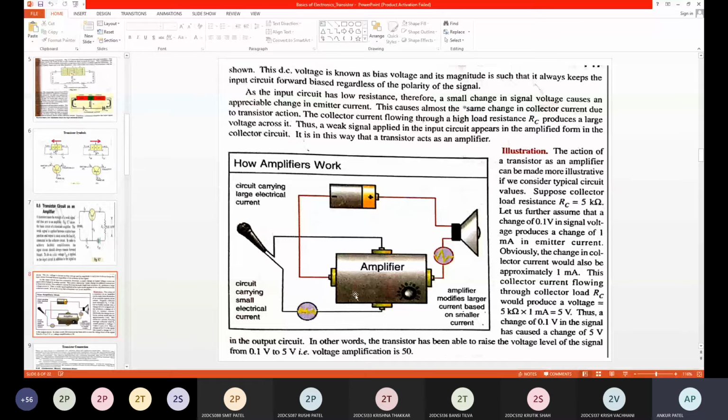In the amplifier, a number of transistors are connected, so that can raise this weak signal to a strengthened signal, or make a large signal. So this microphone carries the small current, whereas this speaker carries the large current. That's why we get this weak to strengthened signal.